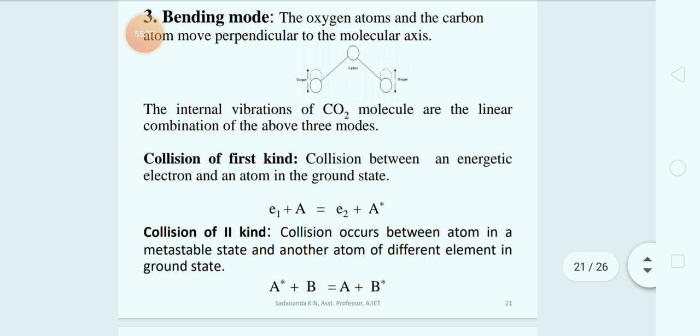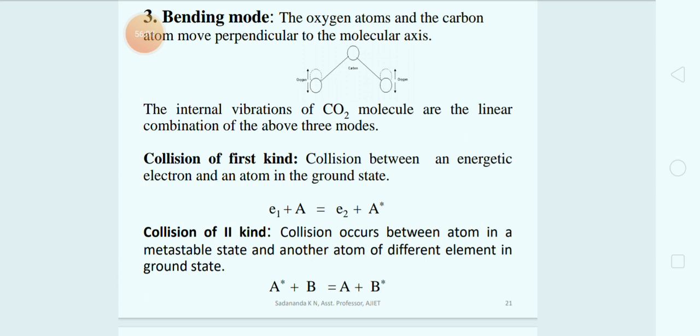The bending mode. The oxygen atoms and the carbon atom move perpendicular to the molecular axis. So you can see the picture here. Both of them are oscillating, but perpendicular to the molecular axis. The internal vibration of the carbon dioxide molecule is the linear combination of the above three modes of vibration.